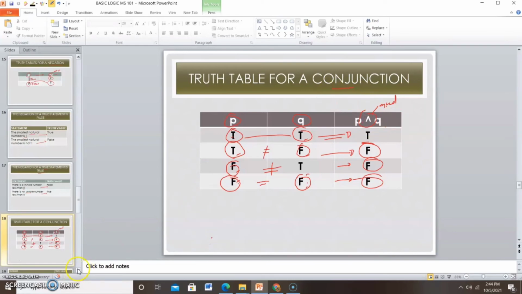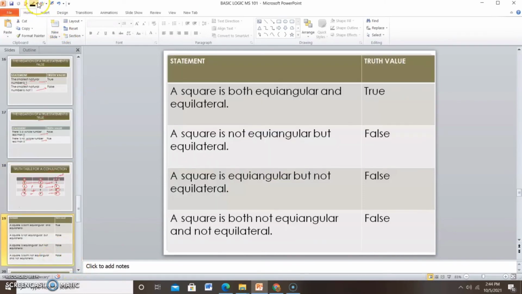So, that is the conjunction. Example statements: a square is both equiangular and equilateral. That is true. A square is not equiangular but equilateral. That is false. A square is equiangular but not equilateral. This is also false. And a square is both not equiangular and not equilateral. That's automatically false. So, those are the example statements of conjunction.